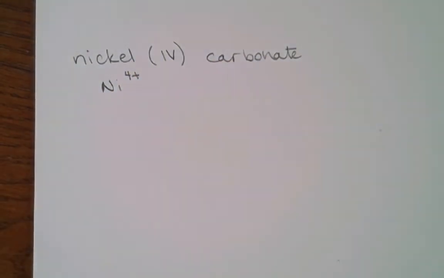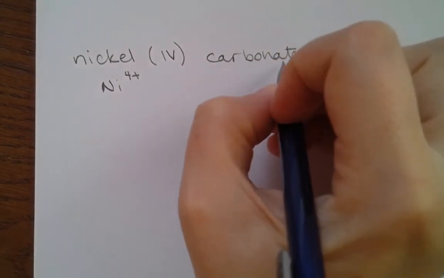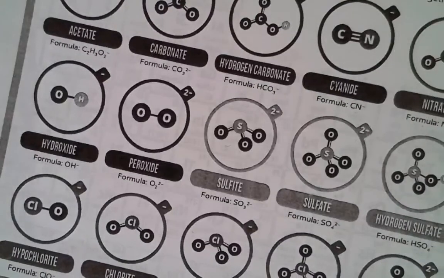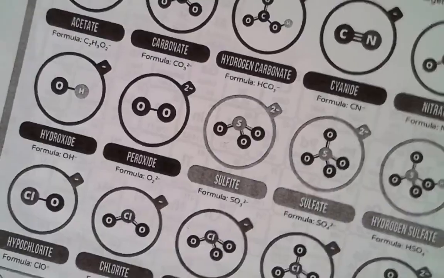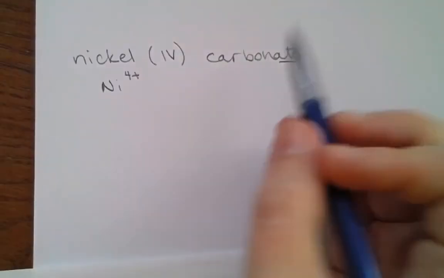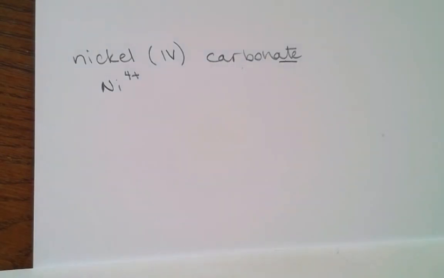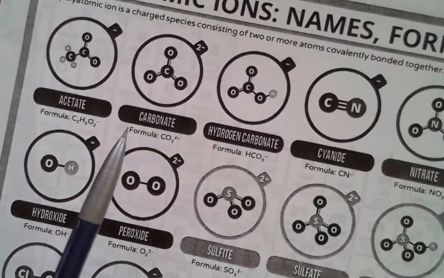Find your handy dandy polyatomic ion list. Carbonate ends in ate. If it ends in ate, that's polyatomic. So you're looking for a polyatomic that has a carbon in the middle. Here's your clue: you've got a carbon, and that is a polyatomic with a carbon in the middle. Good chance to figure that out.